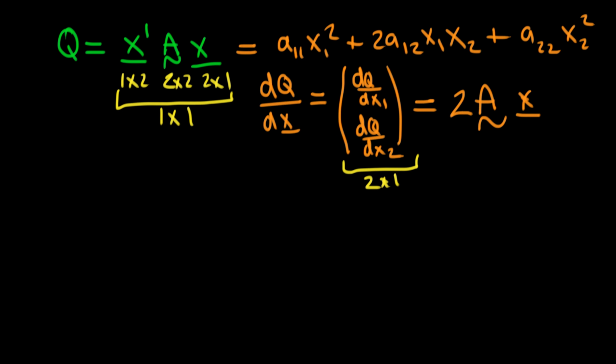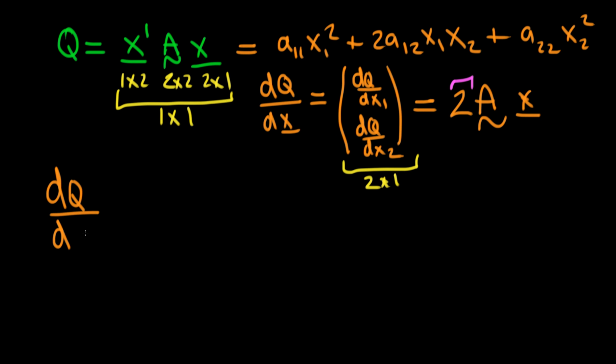And we talked about the analogy of why we've got this 2 out the front, by thinking about what happens when you differentiate y equals x squared, you get 2x. This is kind of similar, but now we're thinking about matrices. That's why we've got the 2 out front here, because we're differentiating something which is in quadratic form.